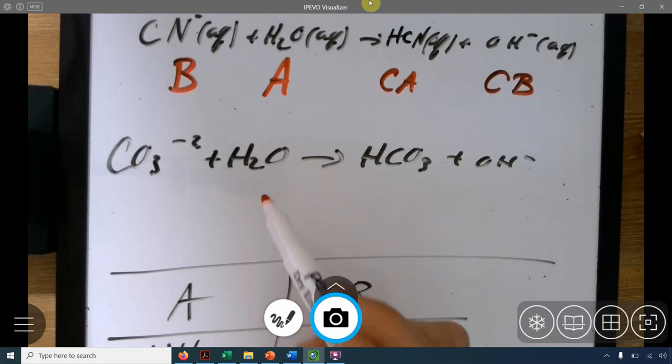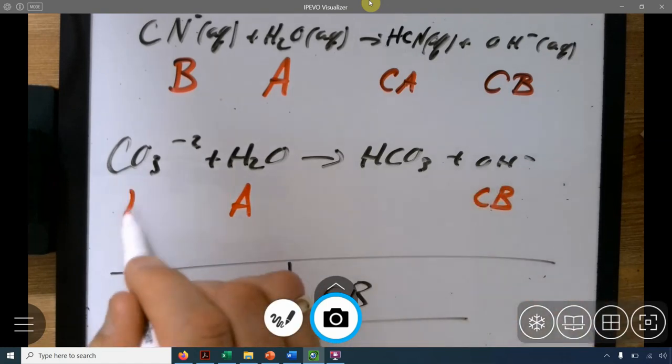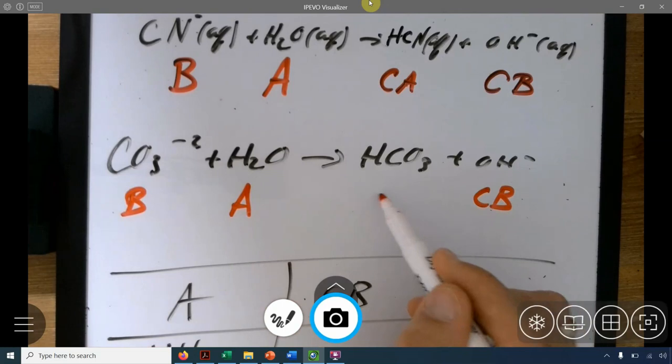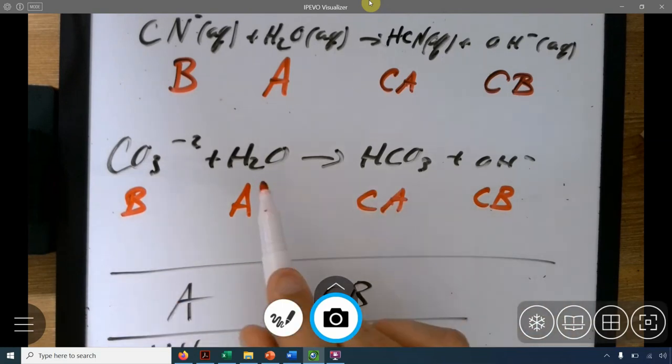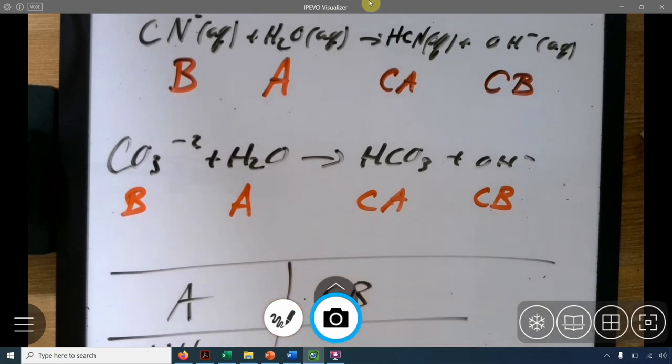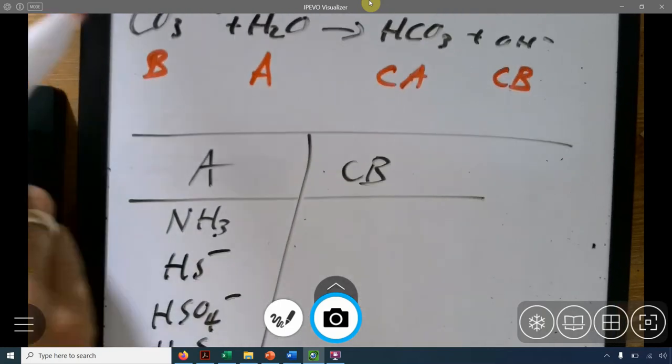Okay, let's do another example here. The carbonate ion interacting with water. Water is again the one giving up its H, and this is the acid, therefore this is the conjugate base. This is therefore the base, and again this will be the conjugate acid, whatever the base becomes. H2O is not always going to be an acid. Sometimes it acts as a base, as we saw in other examples.